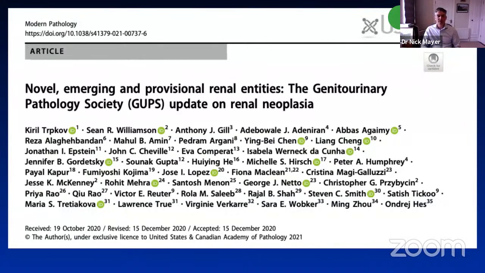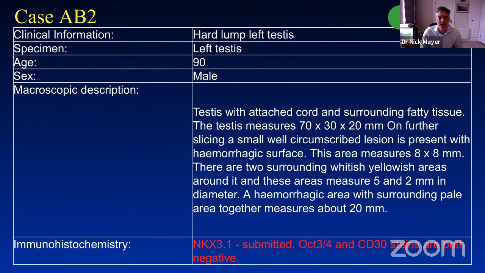Right, moving swiftly on, case 2. This was a testicular tumor, or a tumor in the testis of an elderly man, a 90-year-old male, and we were given again quite a wordy description. There were multiple smallish whitish nodules in the testicular parenchyma, and we were given a scanned image of the NKX3.1 and told that the OCT34 and CD30 stains were both negative.